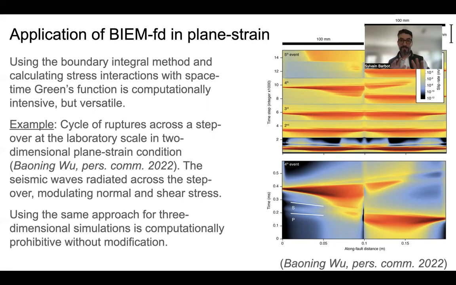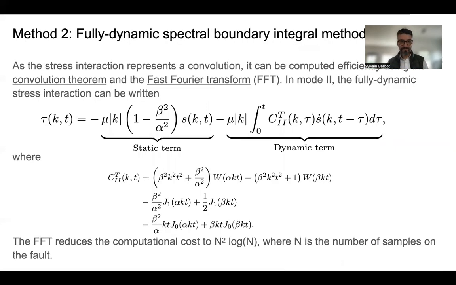However, using the same technique on a three-dimensional model with a finite fault is currently computationally prohibitive without further modifications. So one such improvement of the fully dynamic boundary integral method is to take advantage of the convolution theorem of the Fourier transform and the computational efficiency of the fast Fourier transform to accelerate these computations.